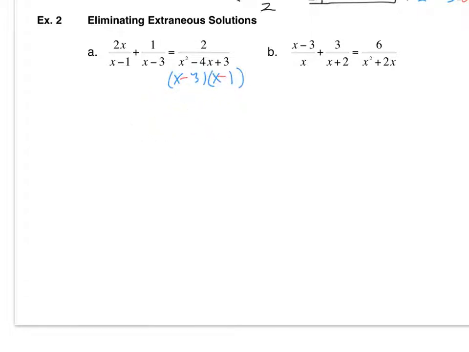So we're going to multiply every term by that long LCD. So this one gets multiplied by x minus 3 times x minus 1. This one gets multiplied by x minus 3 times x minus 1. And then this one gets multiplied by x minus 3 times x minus 1.